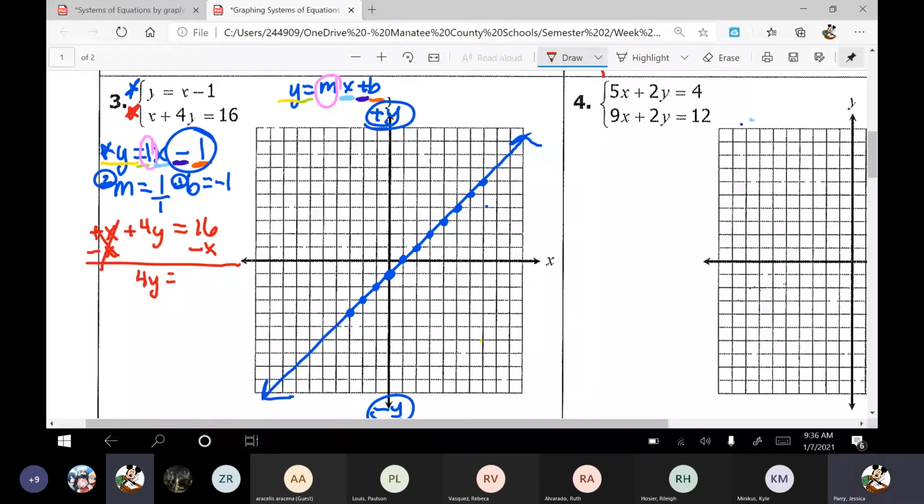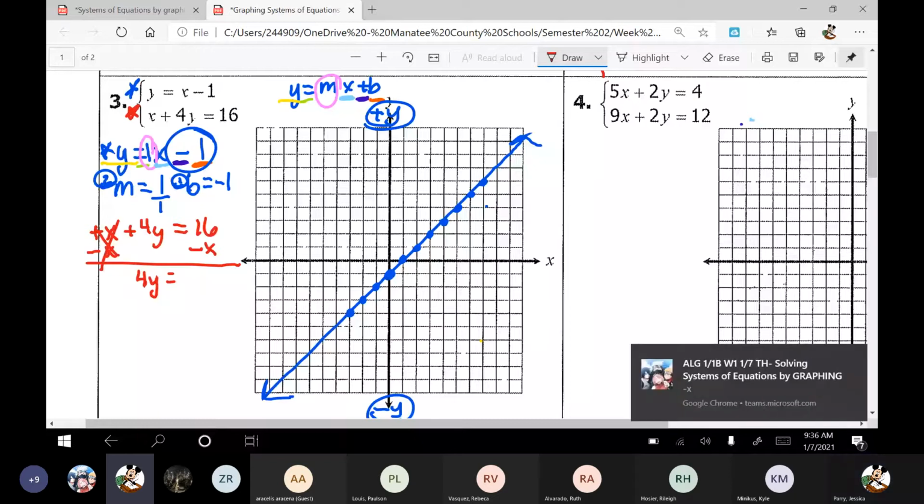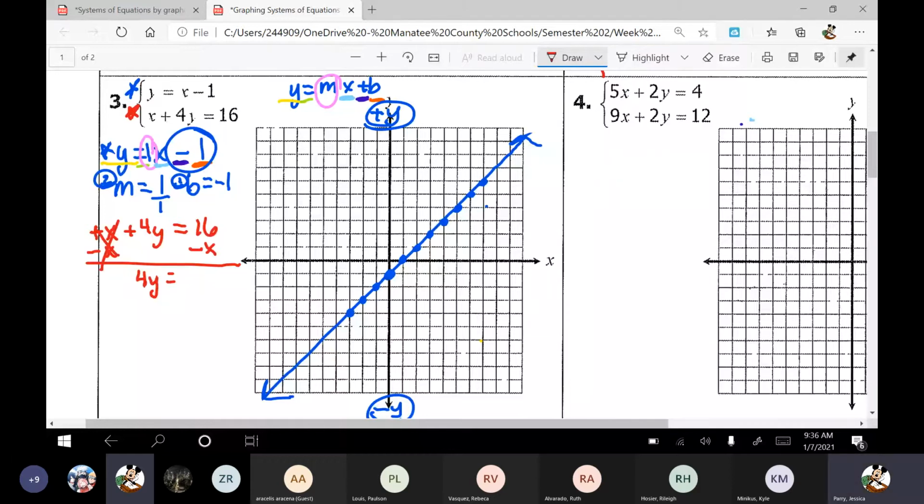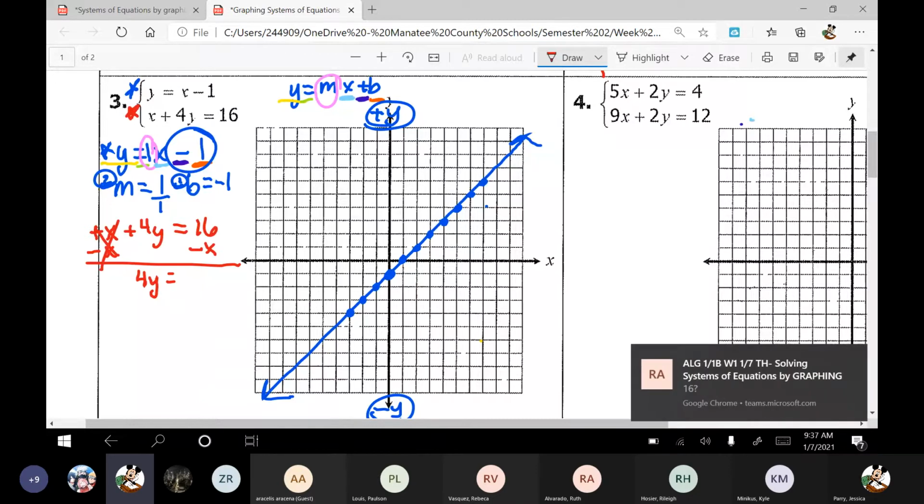So I see a negative x, see lots of people typing. Negative x. Wait a couple more seconds, let you guys finish typing. I see a 16. So you got both of them there.